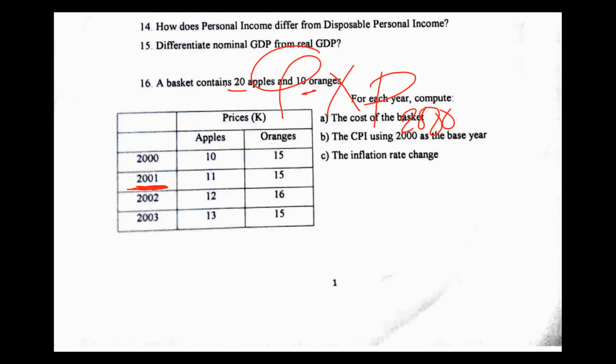We are using the base of the CPI from 2000, isn't it? Yes. So in 2000, it's going to be the price of the basket, 350 divided by 350, which is 100. Now for 2001.